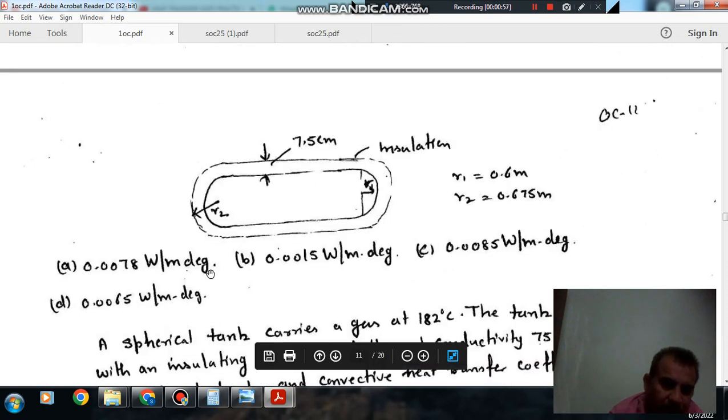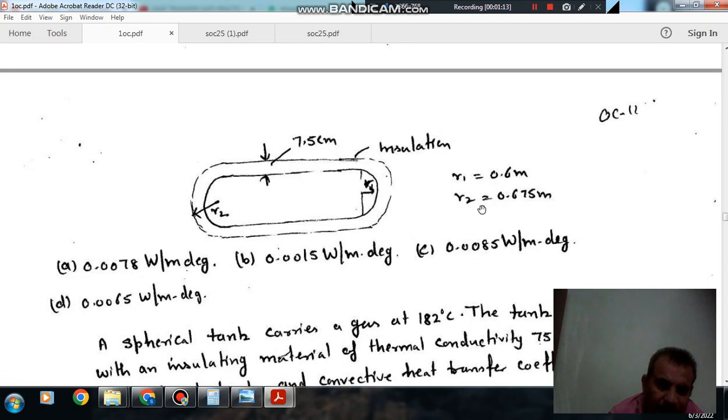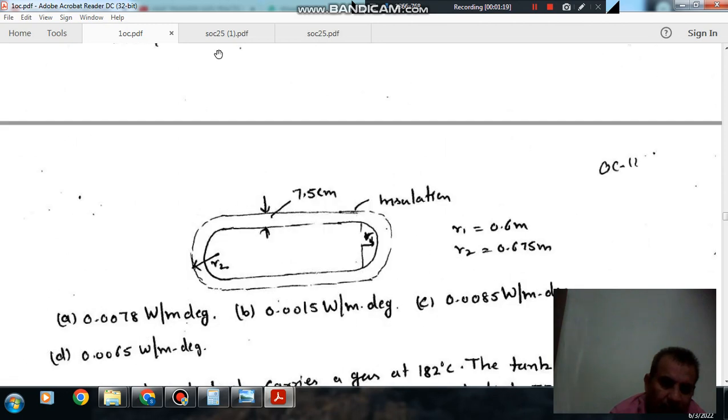Option A, 0.0078 watt per meter per degree; option B, 0.0015 watt per meter per degree; option C, 0.0085 watt per meter per degree; option D, 0.0065 watt per meter per degree. So that 7.5 centimeter is the insulation, and R1 is 0.6 meter and R2 is 0.675. Okay, so now we have to determine the heat loss.